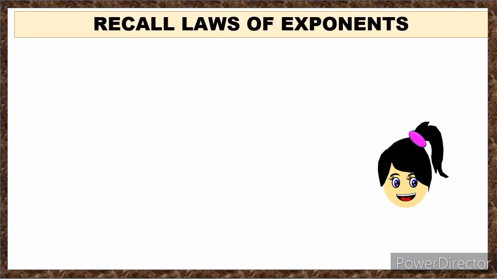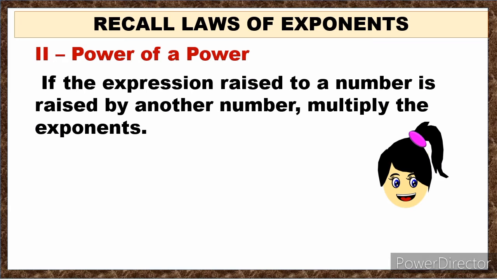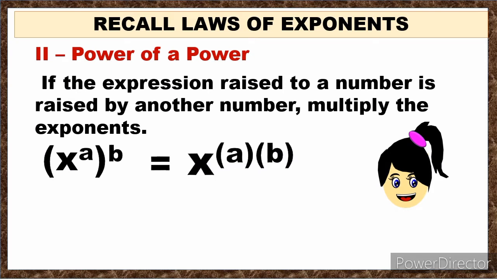Okay, next we have the second law, power of a power. If the expression raised to a number is raised by another number, multiply the exponents. We have x raised to a, then raised to another power b, and then it is equal to x raised to a times b. I-multiply yung exponent.